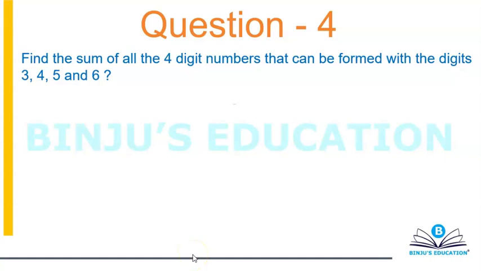Pause the video and try this question, please. Another question which consists of concepts from number system as well as PNC. This is a bit different from what we have been doing till now. Find the sum of all 4-digit numbers that can be formed with the digits 3, 4, 5 and 6. First things first, we need to calculate the total number of 4-digit numbers that can be formed.